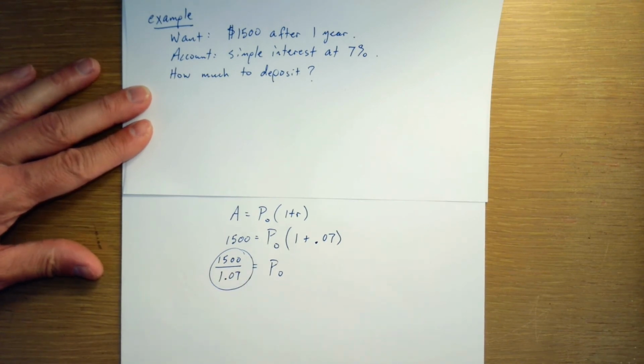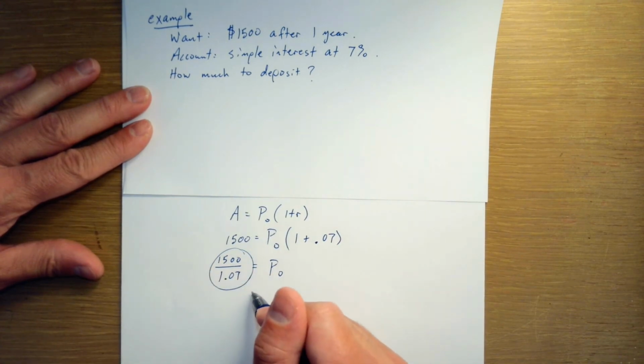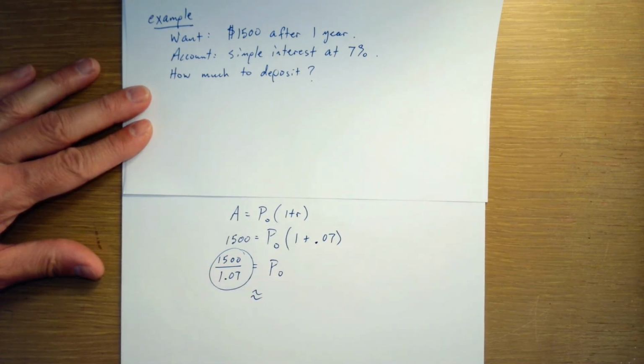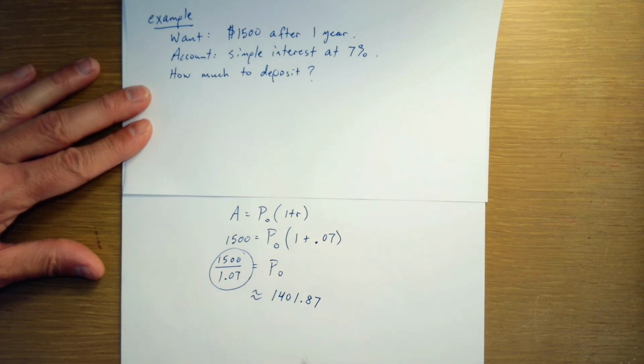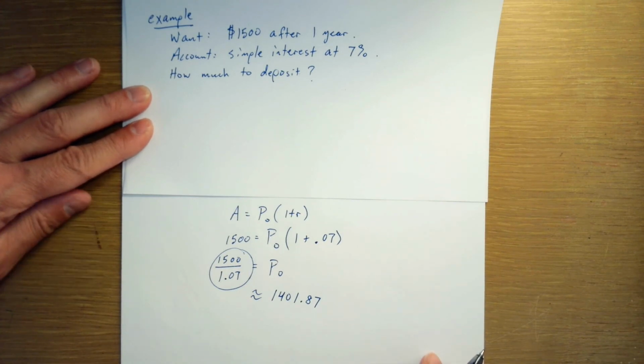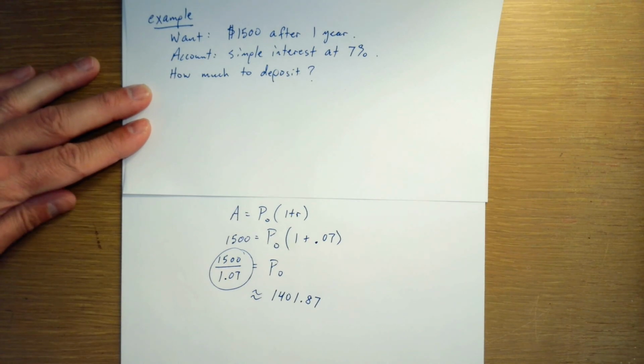But if you're interested in just what this is approximately, if you were to plug this into your calculator, you would get roughly 1,401.87. So that means you would have to invest $1,401.87, and after a year that would become $1,500 after the interest is applied. So that's the end of our investigation into simple interest.